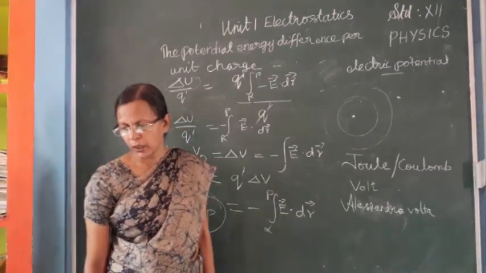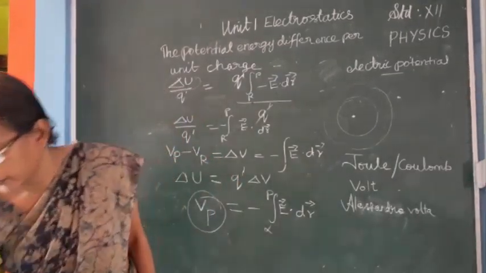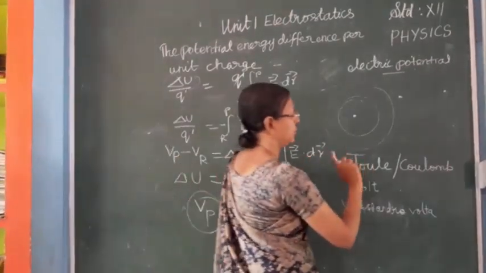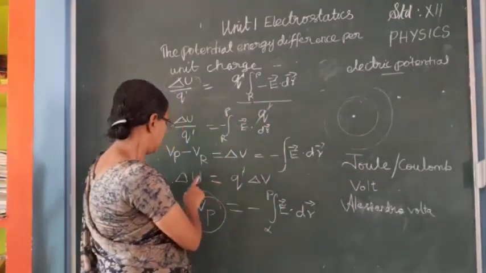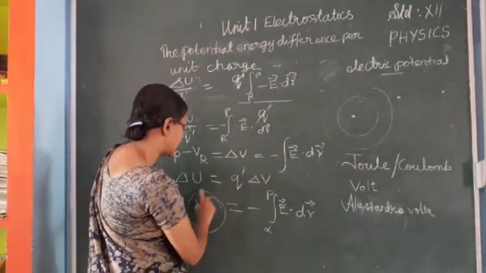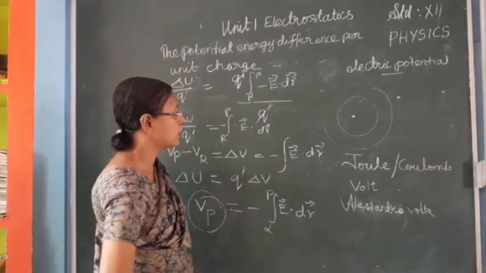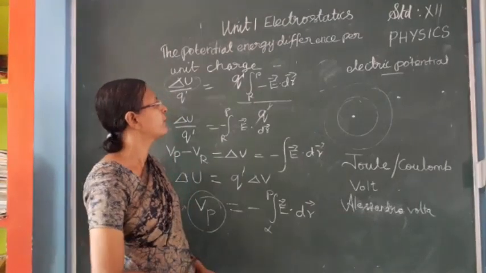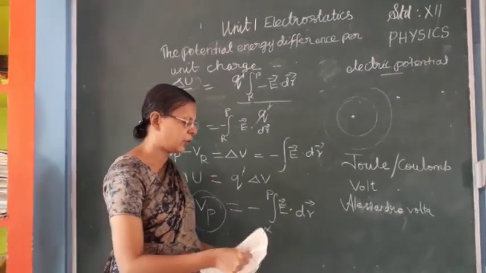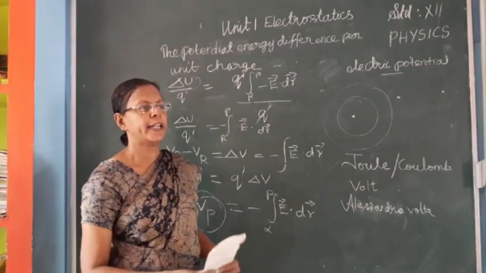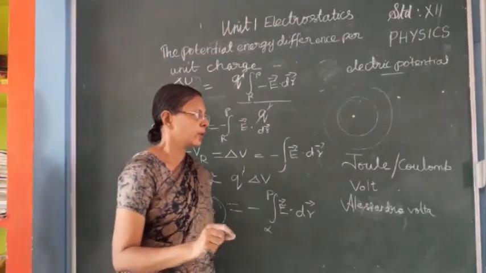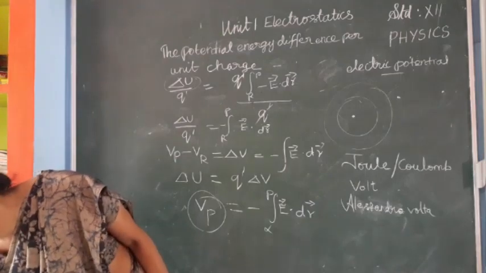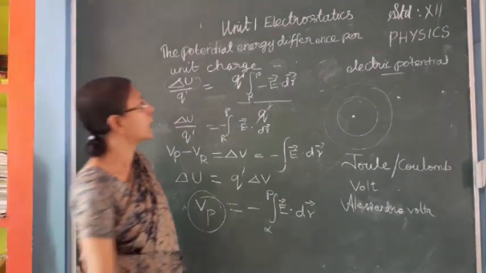Once more, del U is the difference between the two potential energies, and del V is the potential difference between two points. So children, today first we have learned about the torque experienced by an electric dipole.